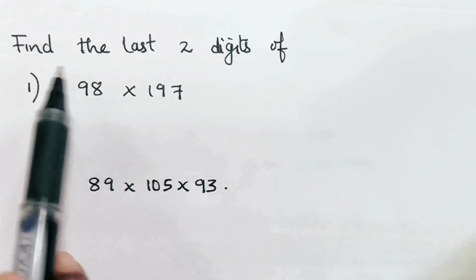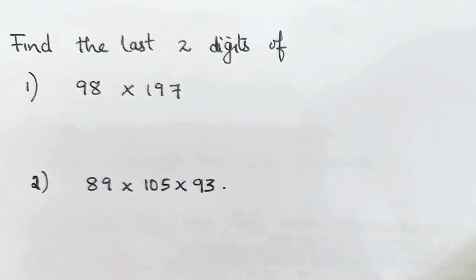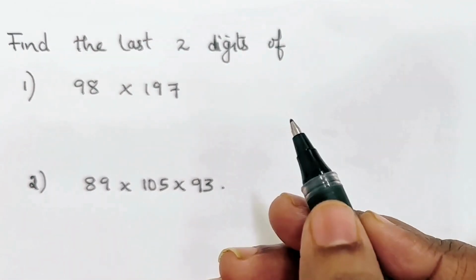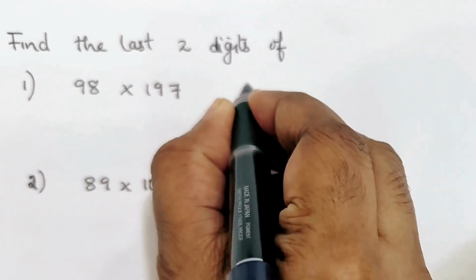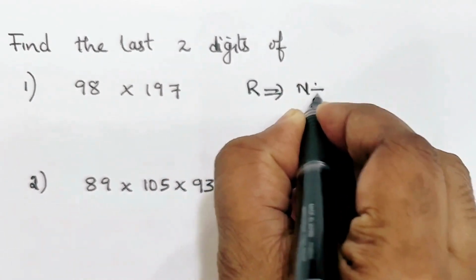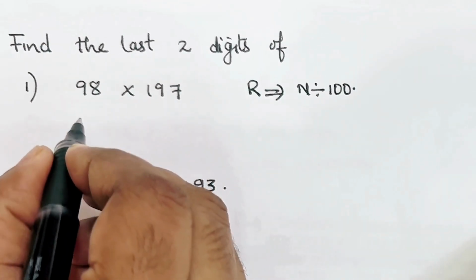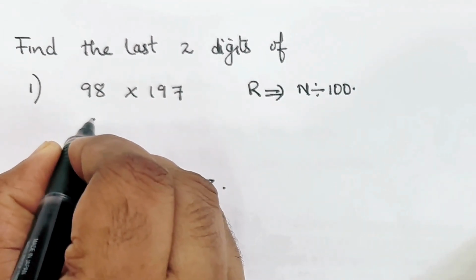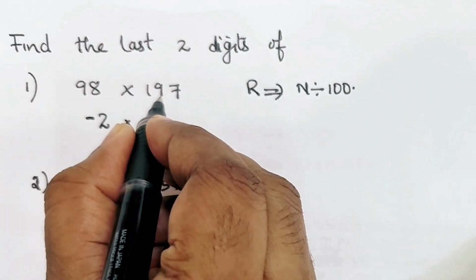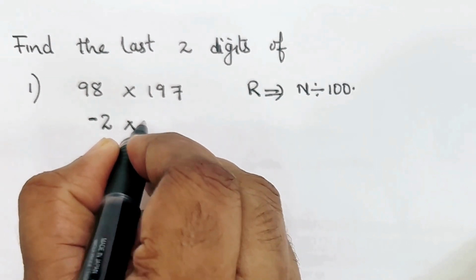Here the question given is: find the last two digits of 98 multiplied by 197. So the method here is to find the remainder when each number is divided by 100. That is, find the remainder when this number, n, is divided by 100. The first number here is 98. 98 is close to 100, so the remainder here is negative 2. Multiplied by 197 divided by 100, the remainder is negative 3.